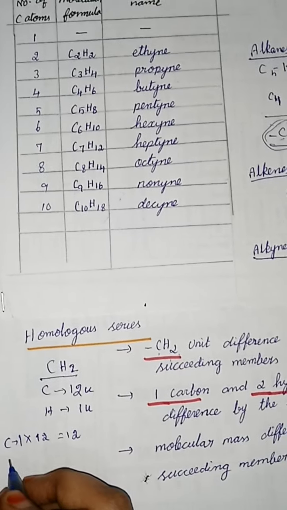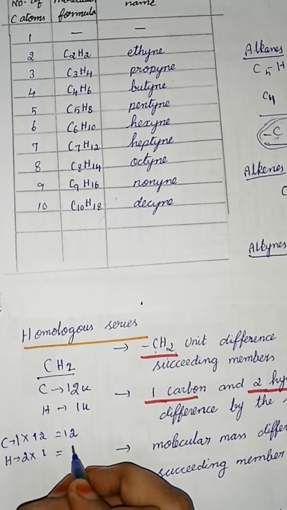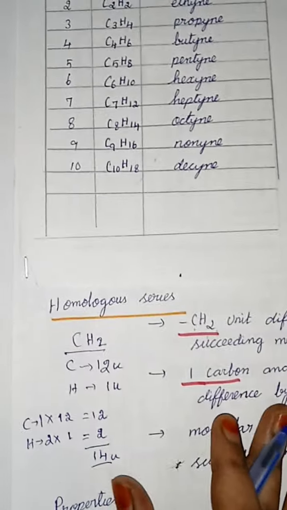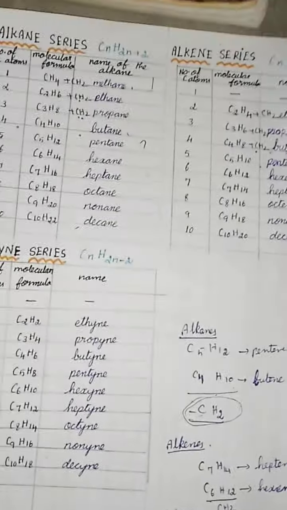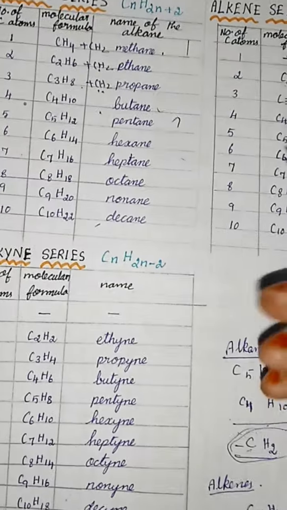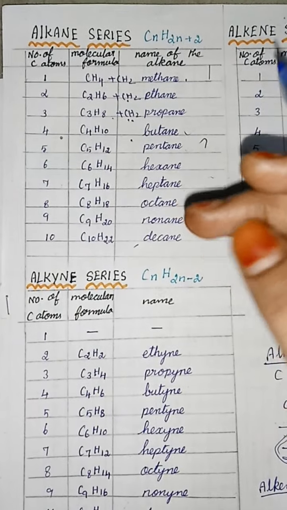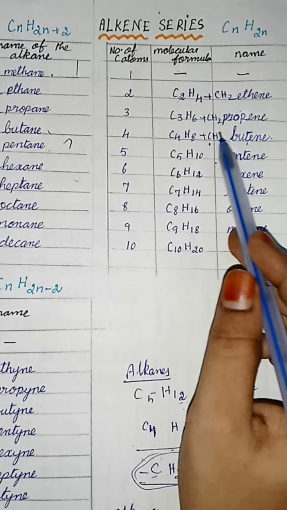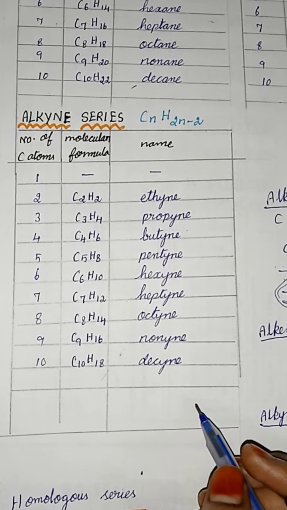Two hydrogens are there, so totally 2. So mass-wise it differs by 14 u. So a homologous series is nothing but a series of compounds containing a similar relation, that means a series of compounds whose succeeding members differ by CH2. Alkanes also contain a CH2 difference, alkenes also contain a CH2 difference between succeeding members, and like that, alkynes also contain a CH2 difference.